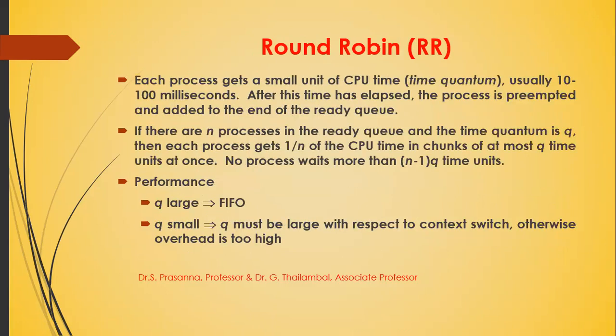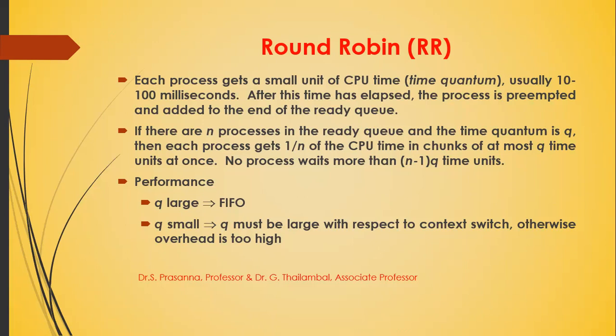The next scheduling is round robin scheduling. It's like a round table conference. From the first process P1 to process PN, after executing PN, P1 gets executed again. That is round robin scheduling. Each process gets a small amount of CPU time, the time quantum, usually 10 to 100 milliseconds. After this time has elapsed, the process is preempted and added to the end of the ready queue.